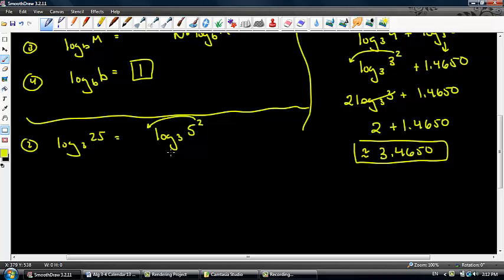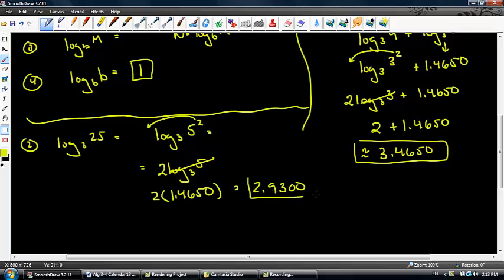I'm going to back the 2 down, so I have 2 log base 3 of 5, and log base 3 of 5, they gave that to us. That's 1.4650, and don't forget that's being multiplied by 2. And so what I get is 2.9300. All right?